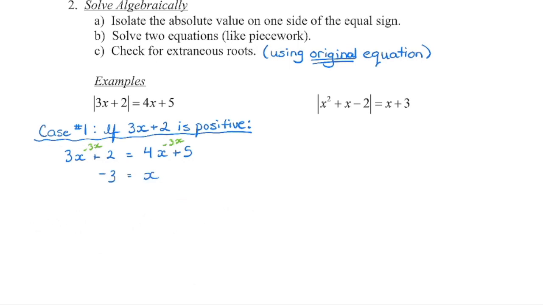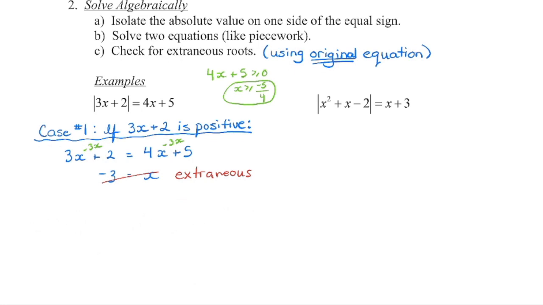Now, it's really important that you check for extraneous roots. So we're going to substitute this back in. -3 times 3 is -9, plus 2 is -7. The absolute value is +7. If I put it in here, 4 times -3 is -12, plus 5, that's going to give me -7. That means that this solution is going to be extraneous, and I already knew that because if we take a look at this, when I take the absolute value of this side, I know I'm going to get a positive number. So that means that this side here also has to be positive.